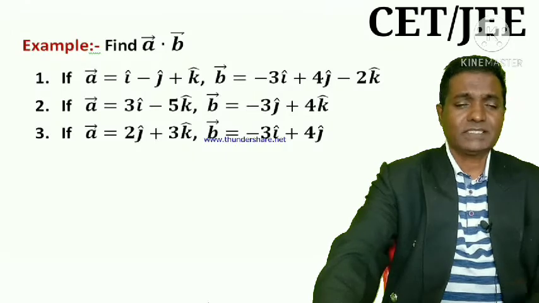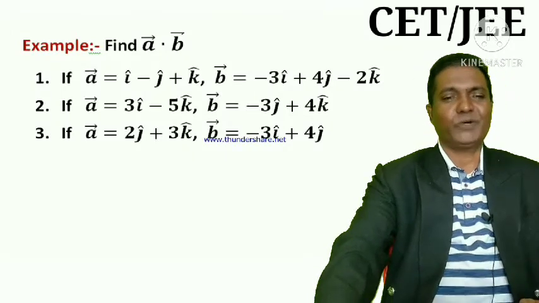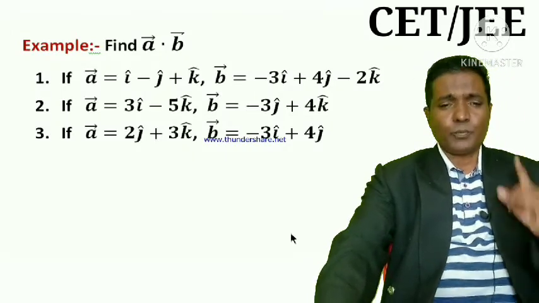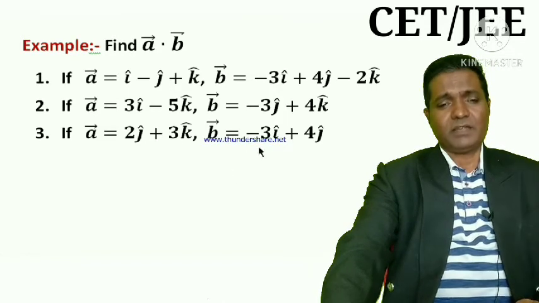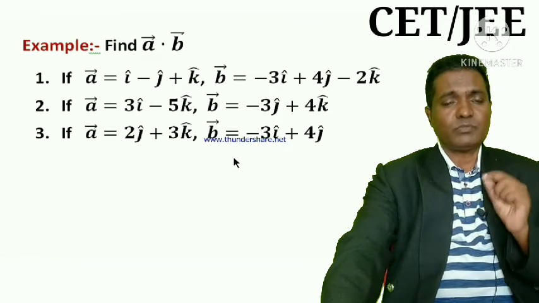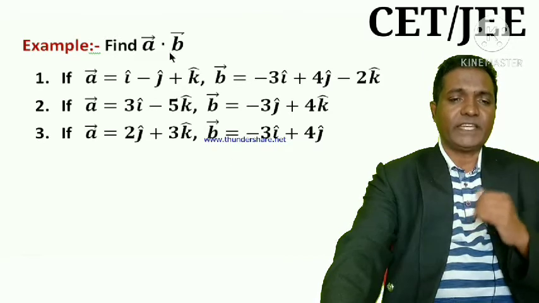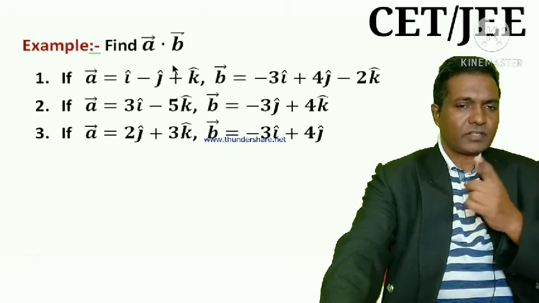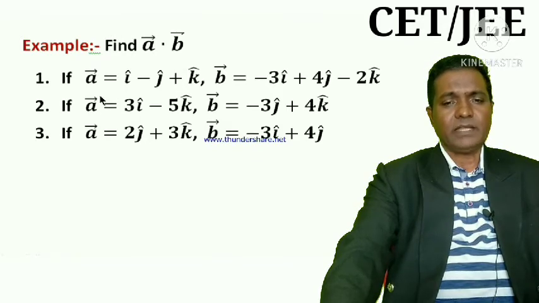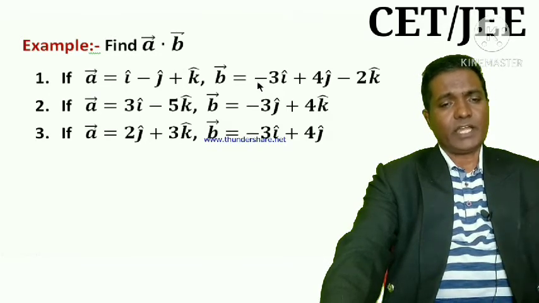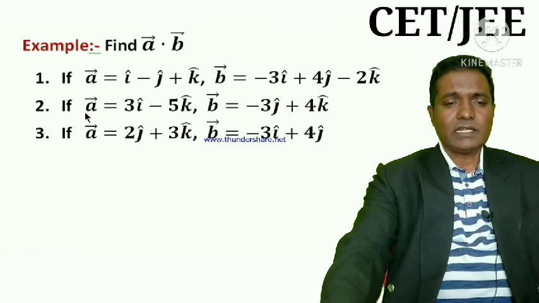Okay students, here are a few problems for your practice, and you have to practice these problems without fail, because it makes you much more perfect in finding the dot product of two vectors. So here A and B are given, so directly you can find A dot B. Now here you have to take a little bit of care.